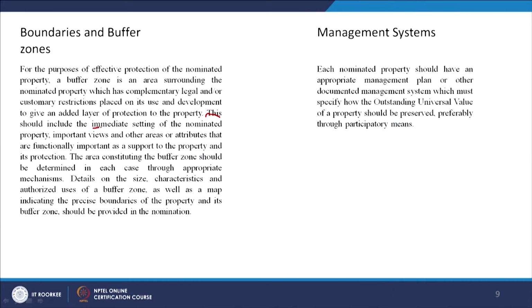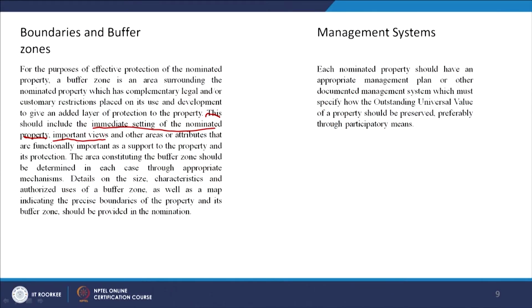So it could include the immediate setting of the nominated property, because for instance, if we are talking about Bhojpur, it is not just the temple, but the immediate setting, which has many rich evidences like the mounds which they identified, or some of the inscriptions on the rock. So they are all within the premises, within the immediate precincts. So still some more research has to be done.